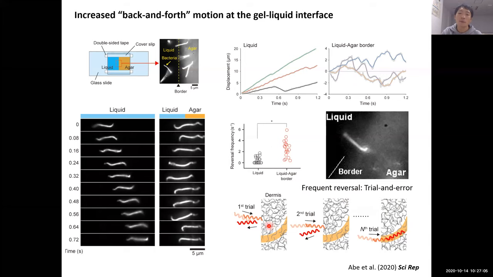The dermis is a very complicated, fibrous structure. Therefore, if the spirochete inserts one end into the dermis, probably on the first trial they may not be able to move deeper. So trial and error allows the spirochete to search for an easier route for invasion like this. Therefore, such trial and error by frequent reversal is very, very important for their effective penetration.